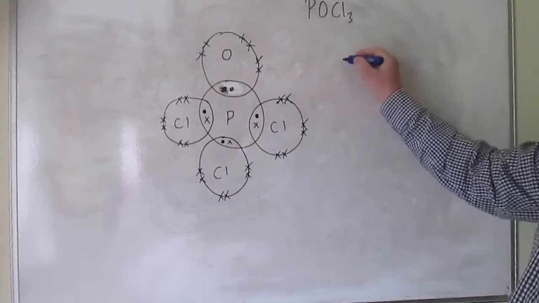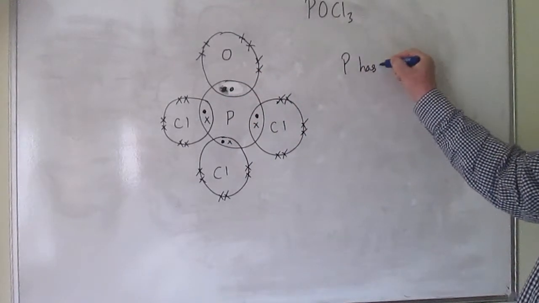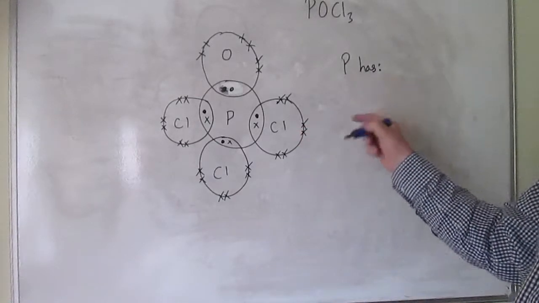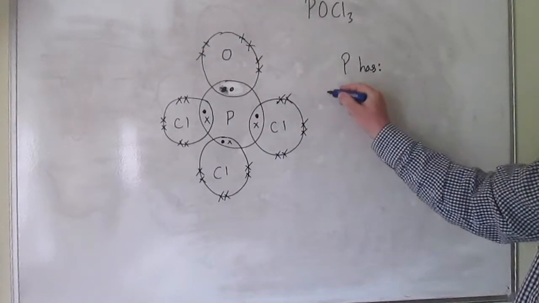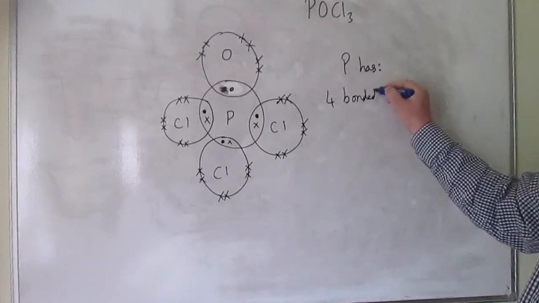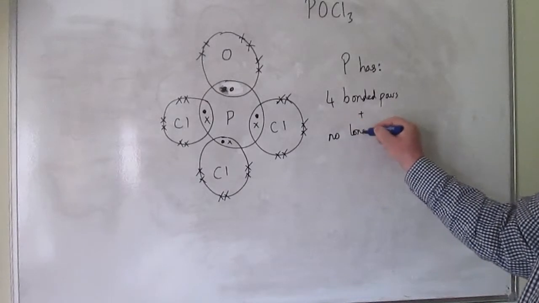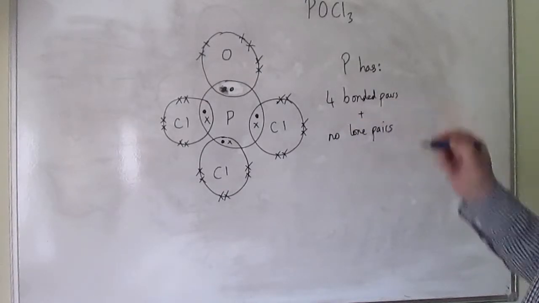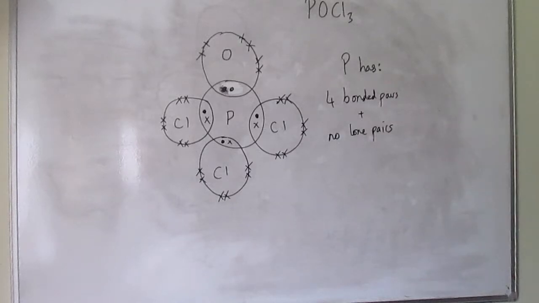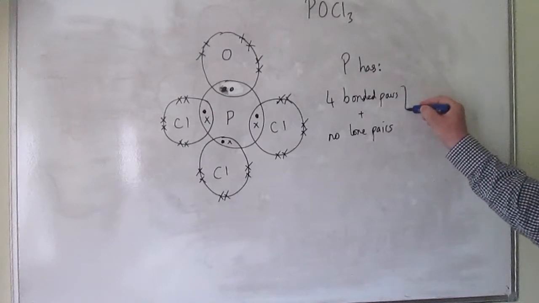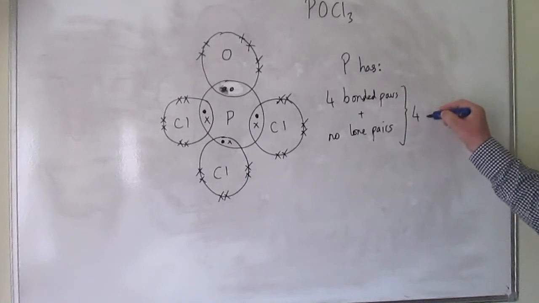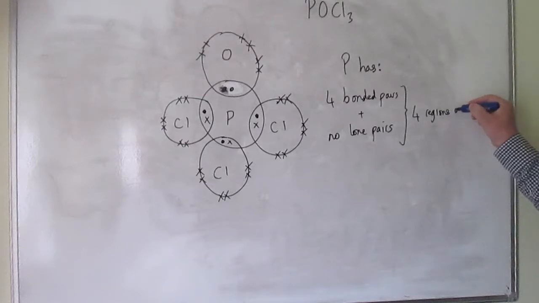So you focus on the middle atom and you say phosphorus has, and you list what it has in its outer shell. So in this case, it has 4 bonded pairs and no lone pairs. If we had used the other dot and cross diagram with the double bond there, we'd have said 1 double bond and 3 other bonded pairs plus no lone pairs. But the point is then, whichever of those you get, 4 regions of electron density.